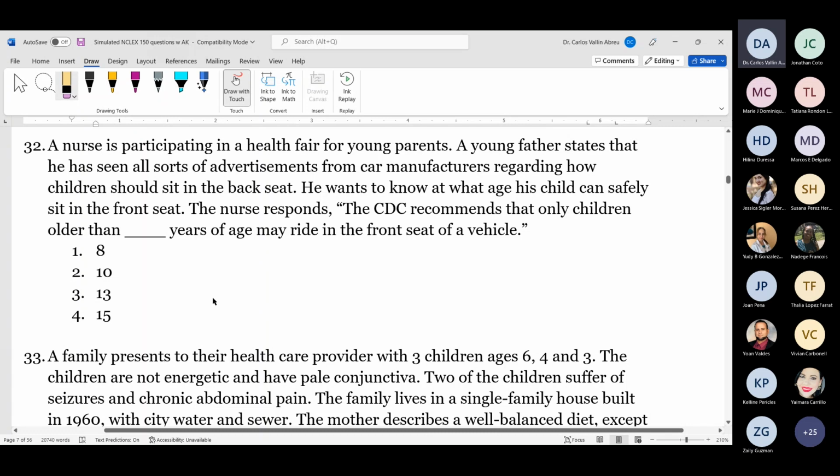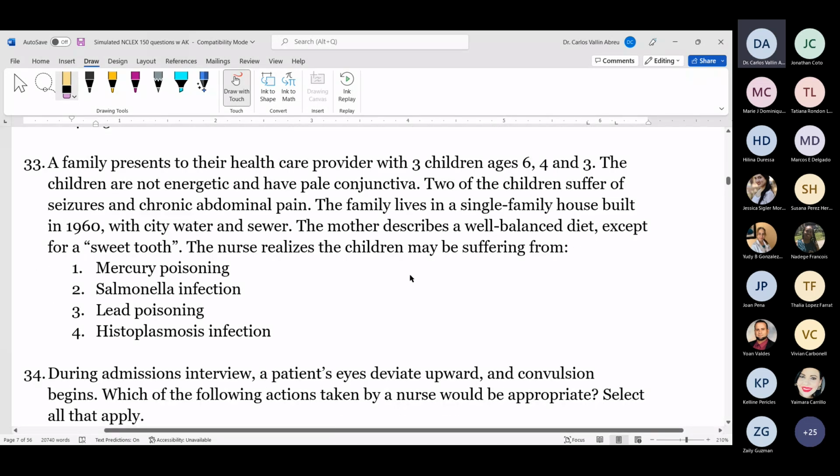A nurse is participating in a health fair for young parents. A young father states that he has seen all sorts of advertising from car manufacturers regarding how children should sit in the back seat. He wants to know at what age his child can safely sit in the front seat. The nurse responds, the CDC recommends that only children older than a certain age may ride in the front seat. The answer is 13. So if the child is already older than 13, they can move to the front seat.